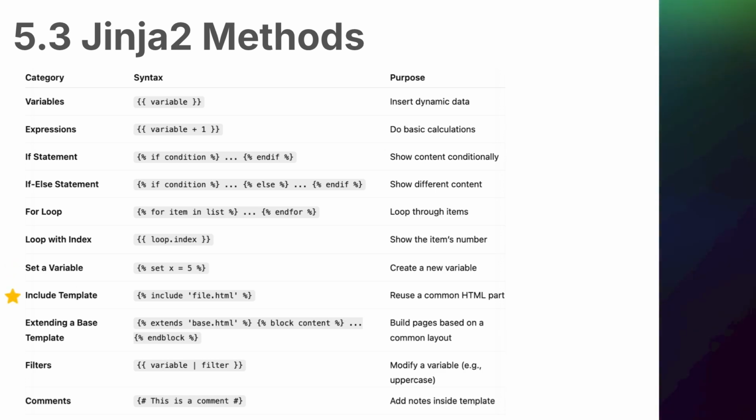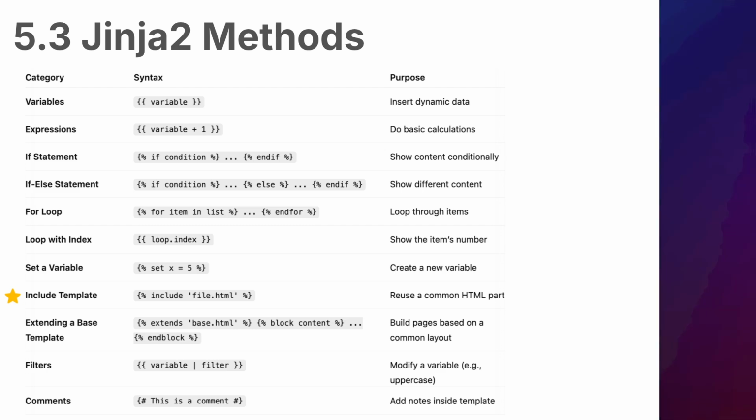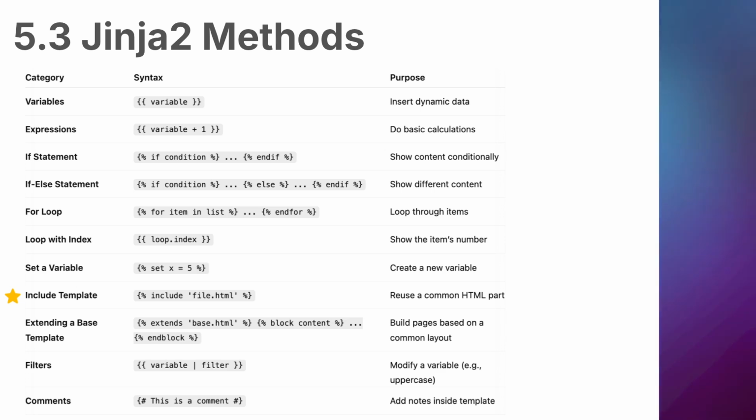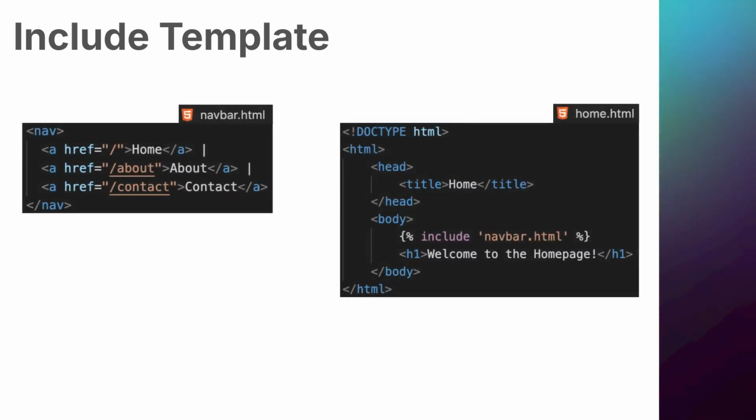Next, include template. It tells Flask to insert another HTML file. It's like copying and pasting another file's content into your current page automatically. It's often used for reusable parts such as navigation bars, footers, sidebars, and more to avoid repeating the same code in many files. Also, to make your templates easier to update. For example, let's say you are using the navigation bar on multiple pages. By using include, you can write the code like this.